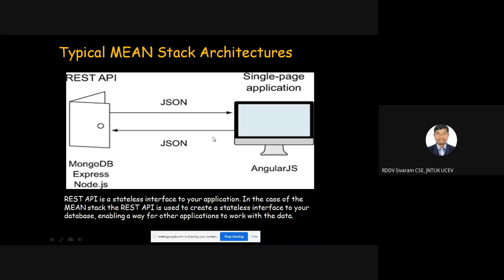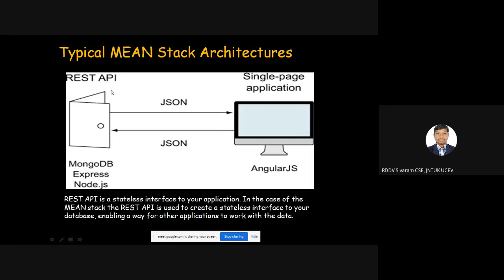Now let me show you some typical MEAN stack architecture. Whenever we want to develop a web application using the MEAN stack, you can go for these architectures. As you can see here, your entire front end can be implemented as a single page application using the AngularJS web framework. The rest of the things, the server, ExpressJS, NodeJS, and MongoDB, communicate through the REST API, the representational state transfer application program interface.